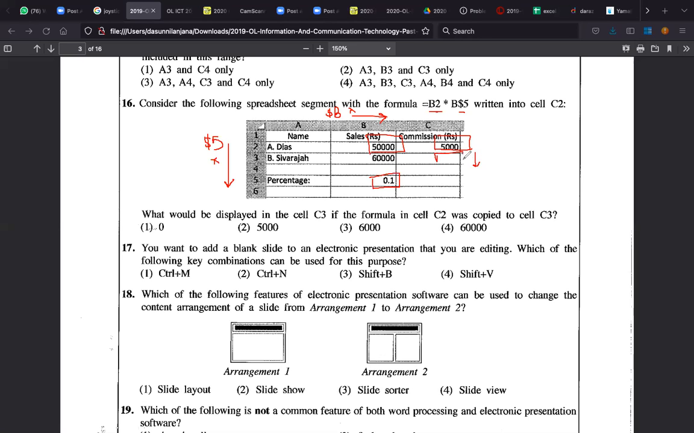When you drag this, the relevant reference is dragged. This should also be dragged, but it is not happening like that, because this is fixed. It should give the answer 5,000. Here it should be 6,000. So the answer should be number 3. 16, it's number 3, 6,000, right?